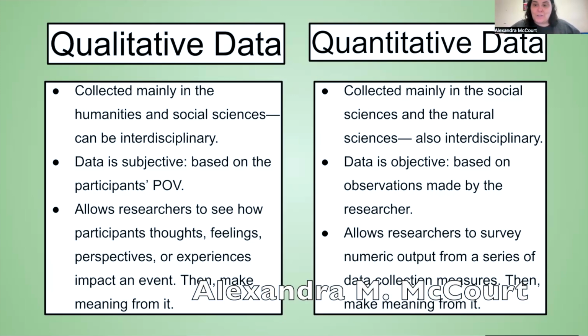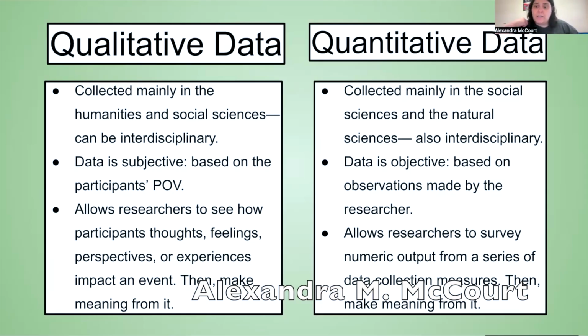You may find that you are maybe having larger conversations about natural phenomena as it impacts human people, right? So there's that interdisciplinary crossover. With quantitative data, it's important to know that this data is purely objective, right? We are not having a dialogue or a conversation with people. It is merely based off of observations from the researcher. We are not asking for perspectives from the participants. We are literally just looking at raw data that we can then observe and then make meaning from.